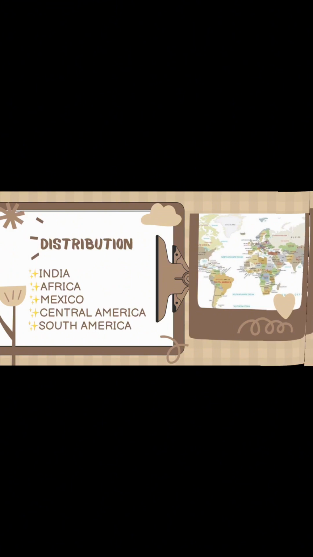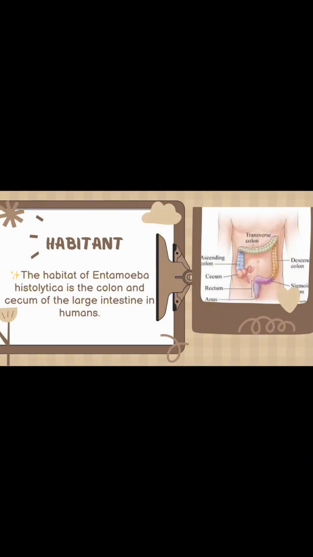Next we're gonna talk about its habitat. The habitat of Entamoeba histolytica is in the colon and cecum of the large intestine in the human body. This parasite is transmitted through the ingestion of contaminated food and water.